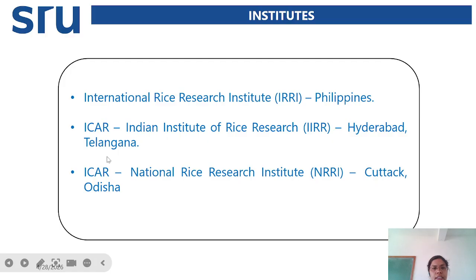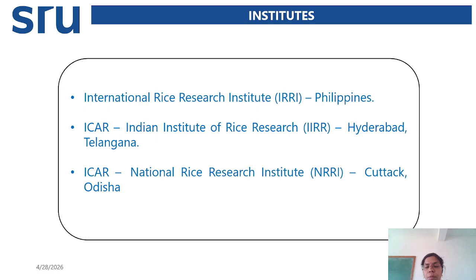And next, at the national level, these are the two institutes which are working. The first is the Indian Institute of Rice Research, formerly called the Directorate of Rice Research, which is located in Hyderabad, Telangana. And next is the National Rice Research Institute, that is the NRRI. It is located in Cuttack, Odisha. From this NRRI, they have developed some biofortified rice varieties. There are two biofortified rice varieties they have developed, CR Dhan 310 and CR Dhan 311. CR Dhan 310 has a higher amount of protein, around 10.1% protein content. And next is CR Dhan 311.